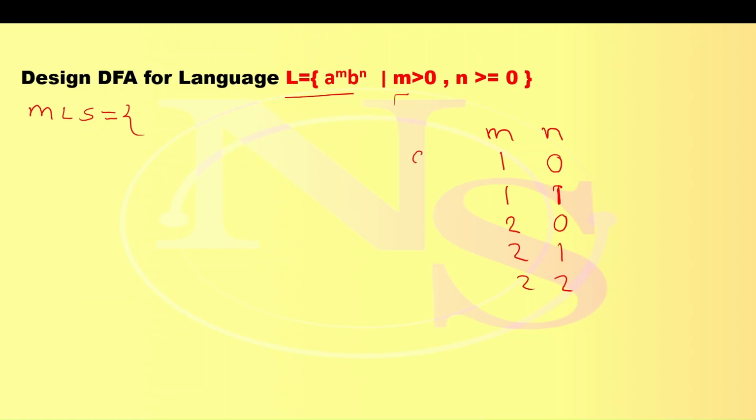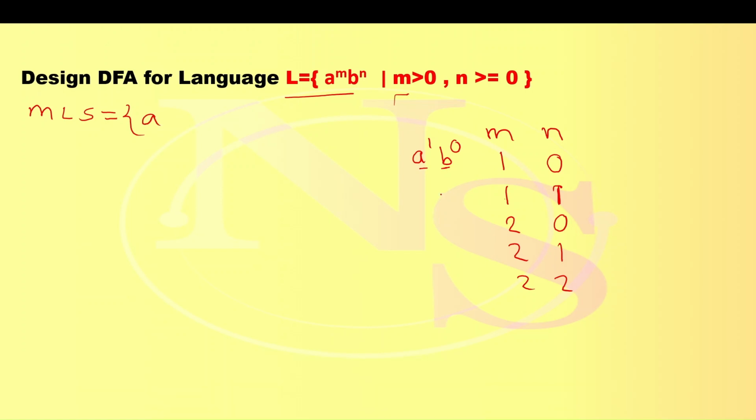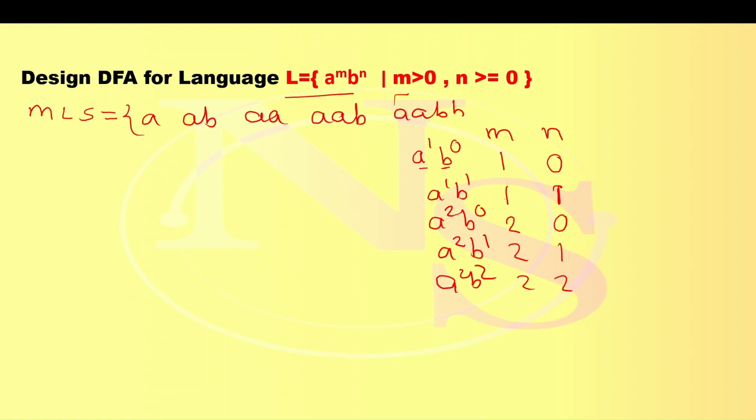For example, if m is 1 and n is 0, what is this language? With 0 number of b's, a single a is allowed, so single a. If I take the next possibility a1 b1, so ab is allowed. The next possibility a2 b0 means 2 a's are allowed. Next, a2 b1 means 2 a's followed by 1 b. In another case a2 b2 means 2 a's followed by 2 b's. Likewise there are many more possibilities.